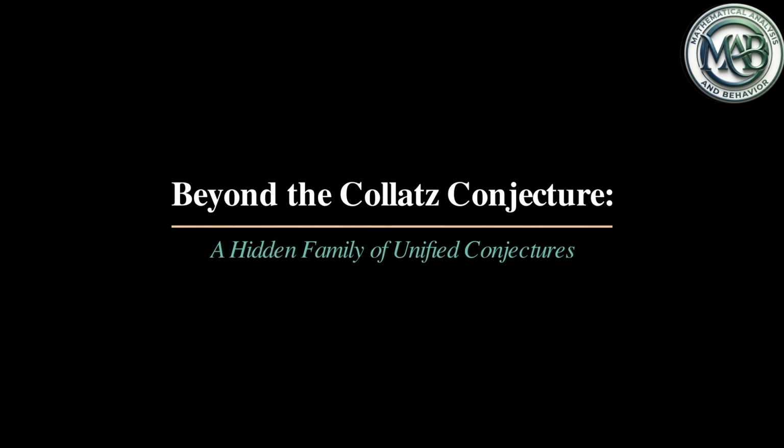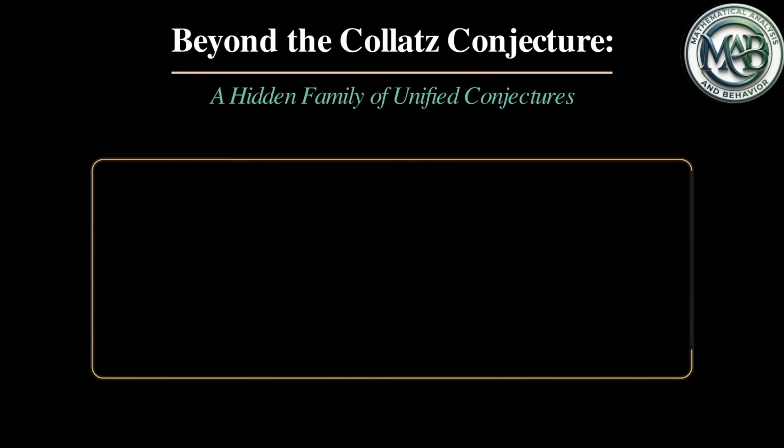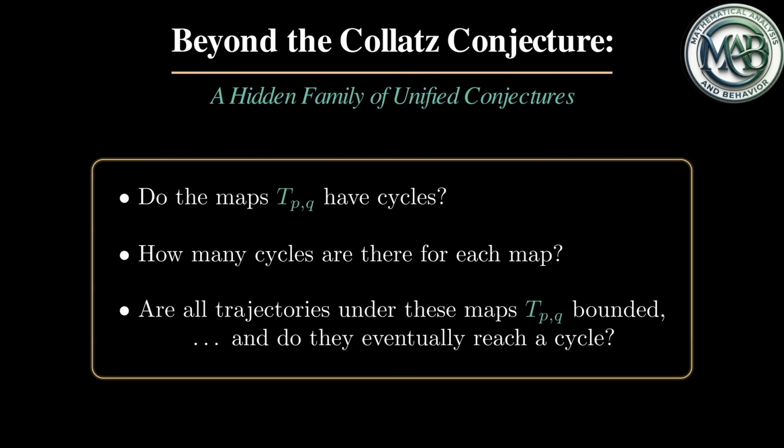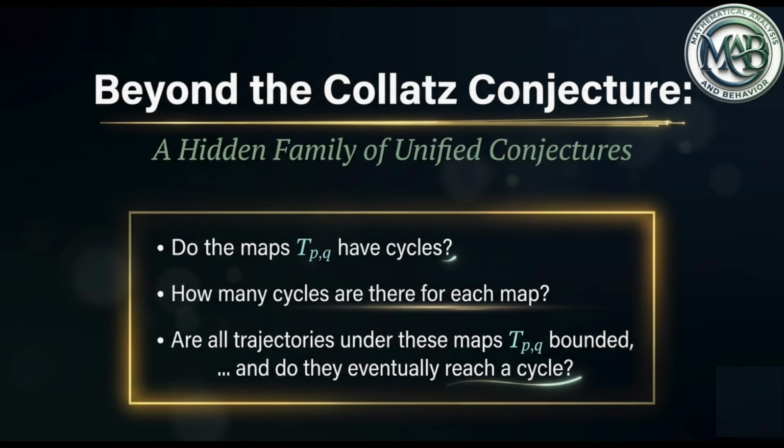But this generalization raises profound questions. First question: do the maps T_{P,Q} have cycles? Second question: how many cycles are there for each map? And third question: are all trajectories under these maps bounded, and do they eventually reach a cycle? In this video, we are going to explore the answers to all these questions and uncover the hidden architecture of the T_{P,Q} family.